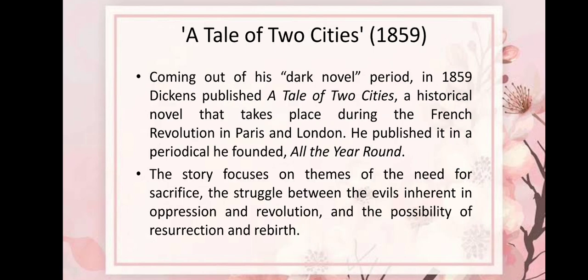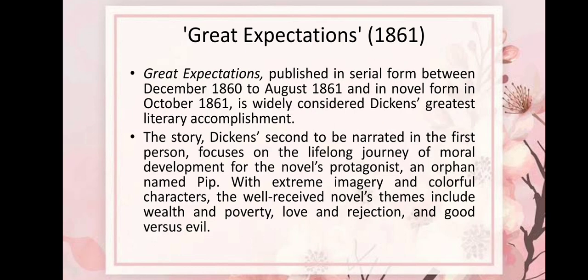Then another interesting story we have is the novel A Tale of Two Cities. Coming out of the dark novel period in 1859, Dickens published this historical novel, which takes place during the French Revolution in Paris and London. He published it in the periodical that he himself founded, All the Year Round. This story focuses on the themes of the need for sacrifice, the struggle between the evils inherent in oppression and revolution, and the possibility of resurrection and rebirth.